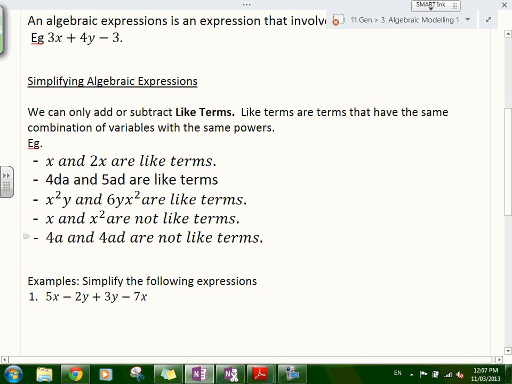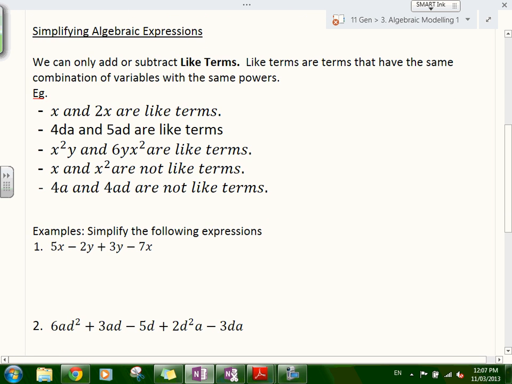Important idea, make sure that we grasp things. So to have some examples, simplify the following expression. We have 5x minus 2y plus 3y minus 7x. Which ones are like terms, Alex?